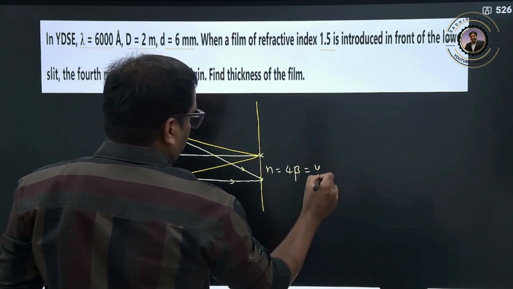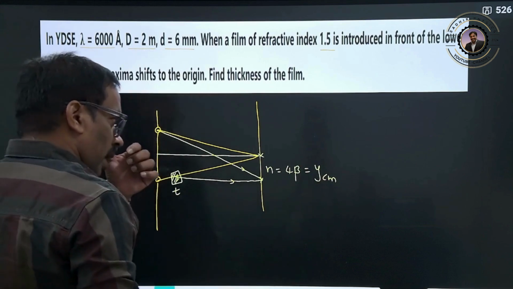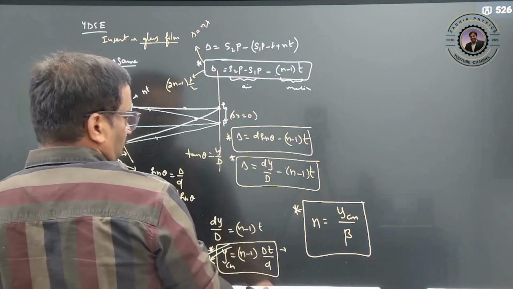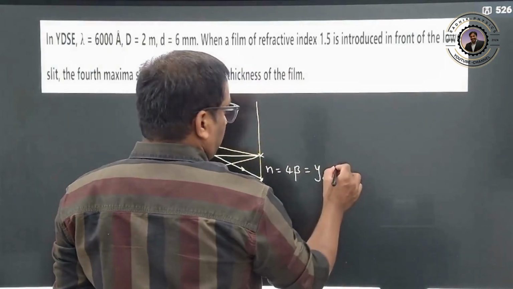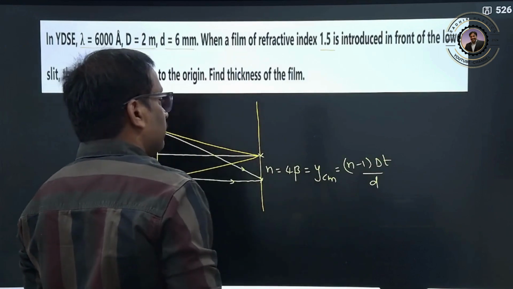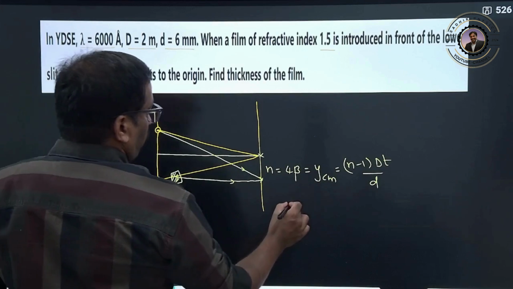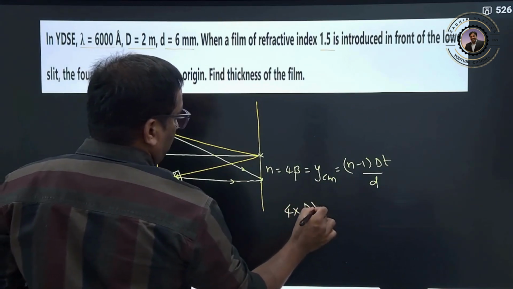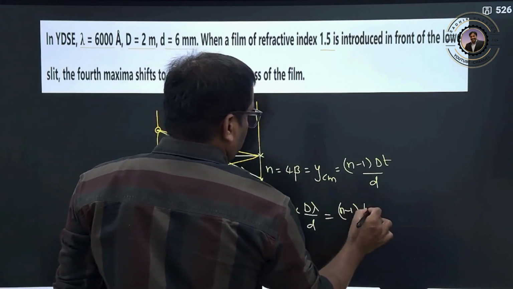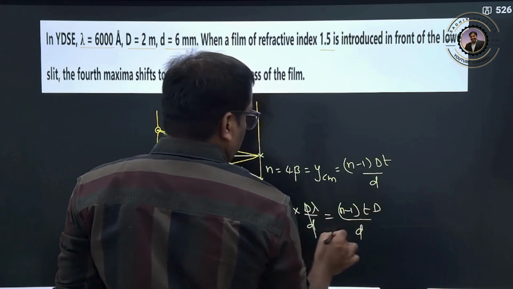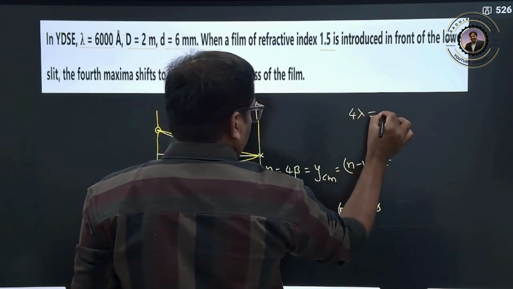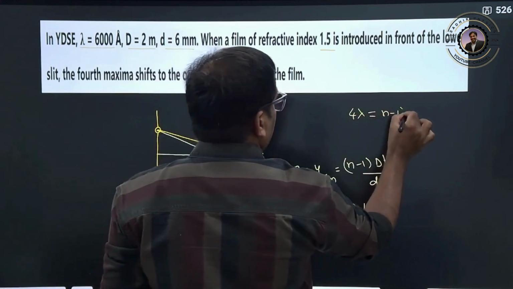So this is nothing but ycm, this is the shift. I already discussed this in your previous concept. So this much amount of shift is nothing but (n minus 1) into t into D by d. Clear? So 4 into beta, where beta is nothing but D lambda by d, is nothing but (n minus 1) into t into D by d. So D by d gets cancelled out. So that is nothing but 4 lambda equals (n minus 1) into t.